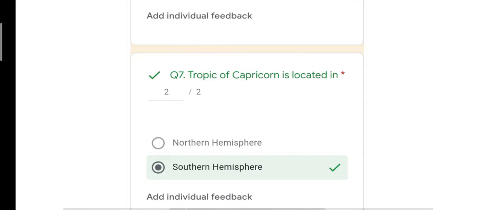Now question number 7. The Tropic of Capricorn is located in. This was a direct question. It was from your book only, and the Tropic of Capricorn lies in the southern hemisphere, whereas the Tropic of Cancer will be lying in the northern hemisphere. So here the correct answer was southern hemisphere.